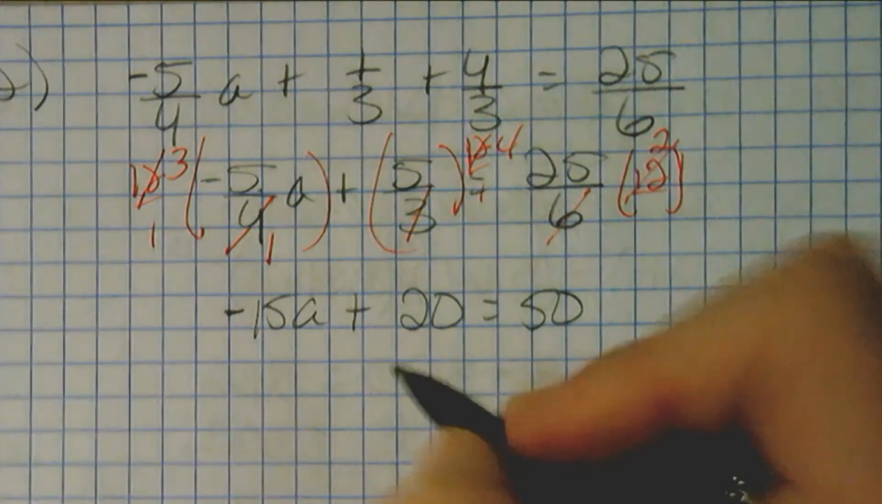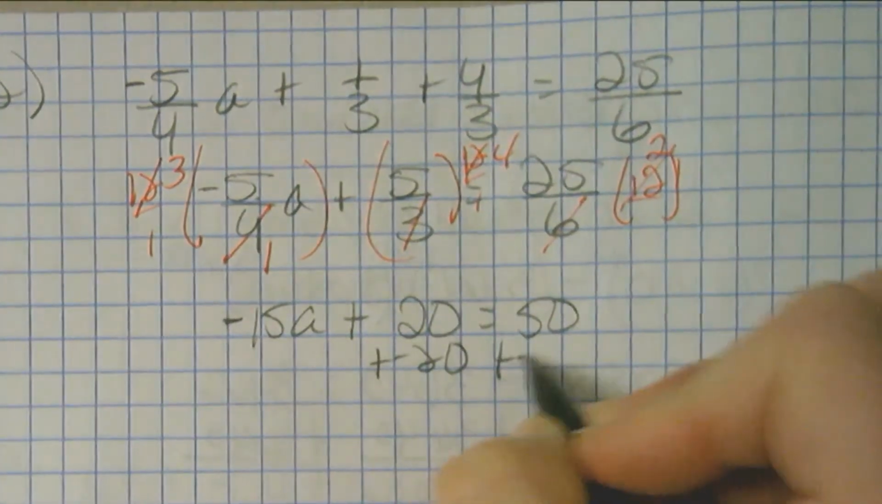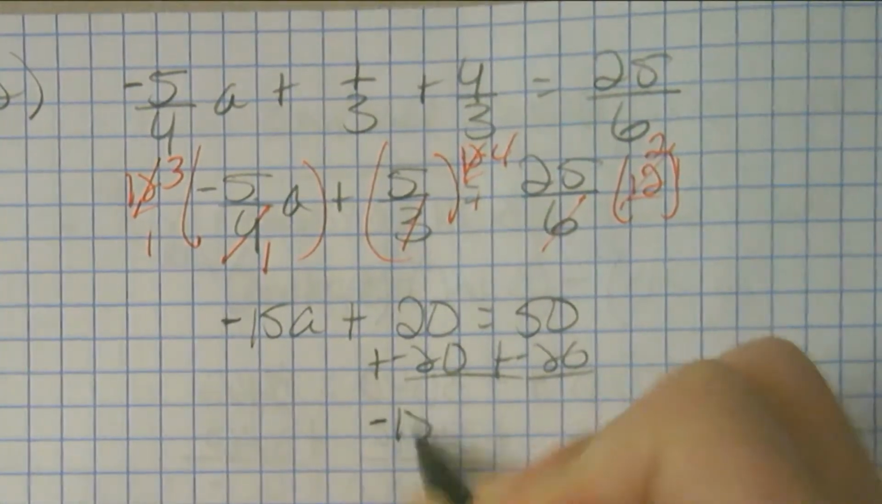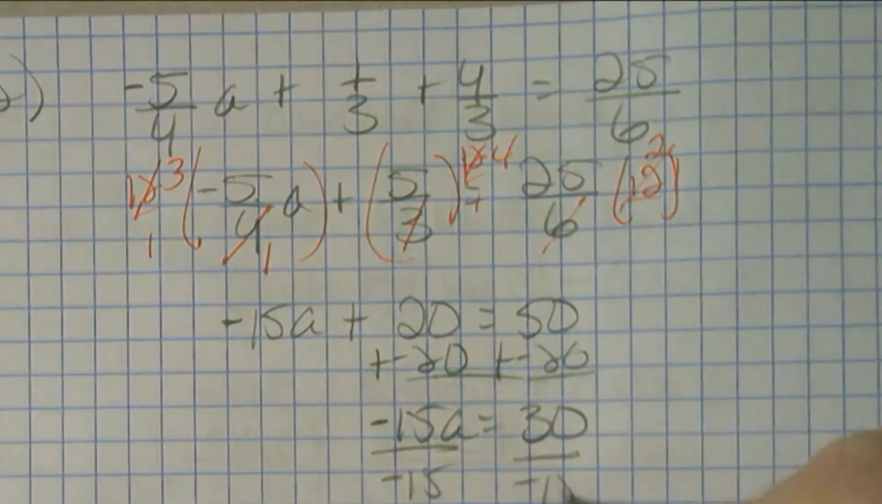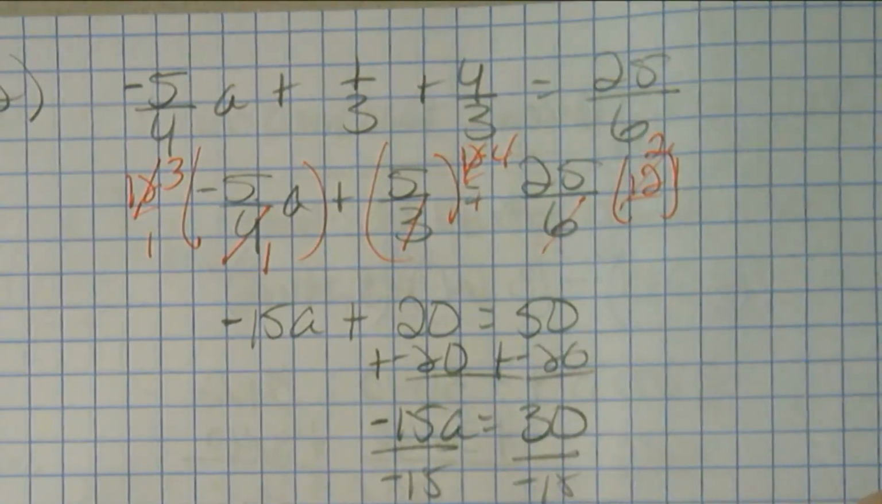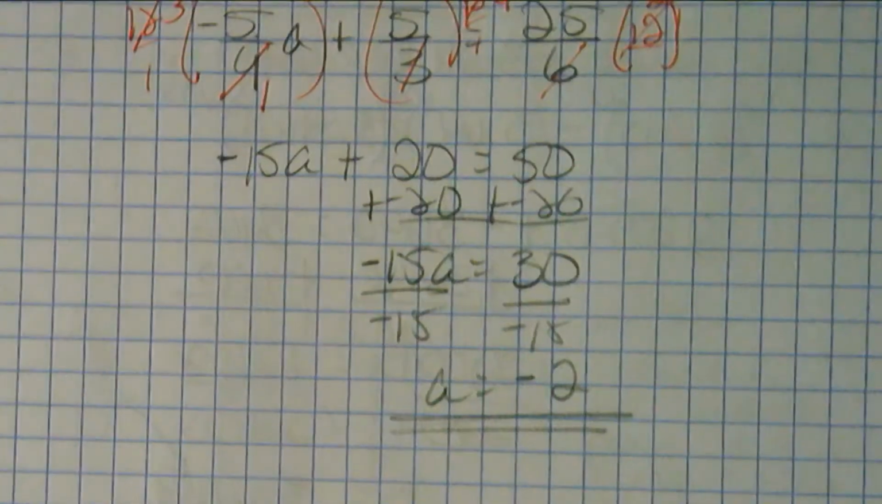Okay, so now I'm going to add a negative 20 to both sides, and I get negative 15a is equal to 30. I'm going to divide both sides by negative 15, and I get a is equal to a negative 2, and I hope that was our answer.